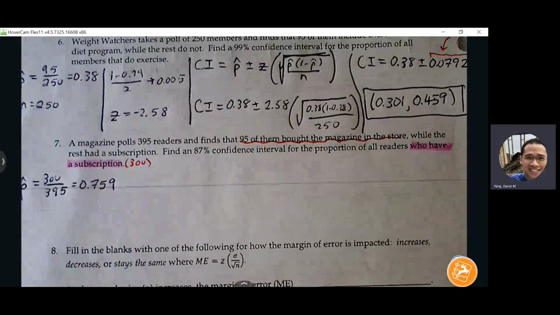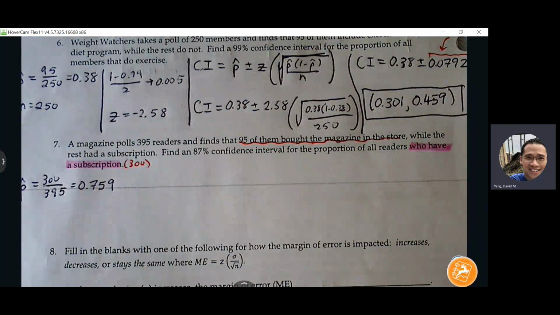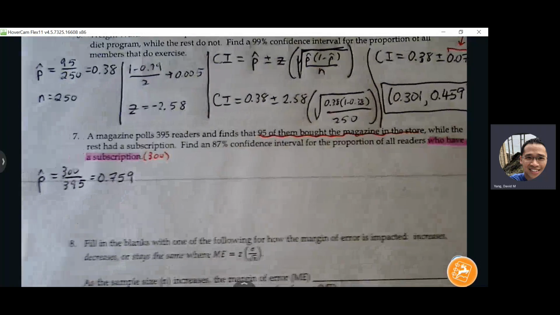Number 7, just be careful that it's not 95 over 395. What adjustment do we have to make? Yeah, 300 over 395. They're asking for not those who bought the stores in the magazine, but those who have subscriptions, so it's 300 over 395.